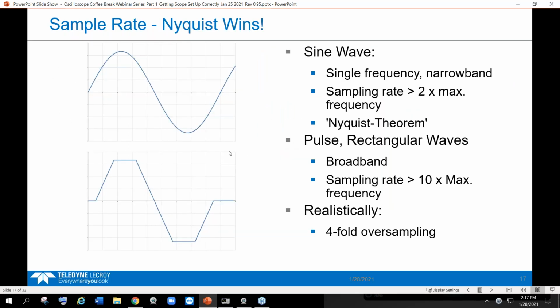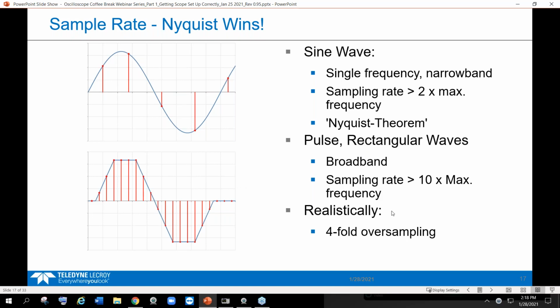Here is an example. At the top is a simple sine wave. It is narrow band, of course, because it's just a simple sine wave. And here we want to have at least 2 samples per cycle. Here I got 4, but we want 2 samples per cycle. Nyquist says that's the case. But when you have broadband, where you have edges that have more frequency in them, faster rise times and fall times, maybe even some overshoot, which is even higher frequency, broadband requires our sampling to be faster.